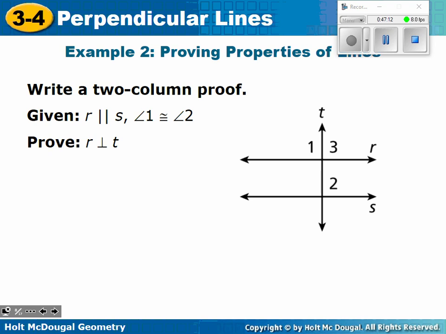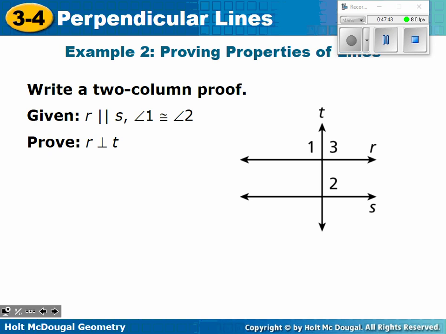So now when we think about what are my ways to prove, I only have 2 options. I either need to get a linear pair of congruent angles, or I need to get a pair of parallel lines where one of them is perpendicular to the transversal. So look at what we have. We have 1 and 2 congruent. 1 and 2 are congruent, so mark those on your picture.